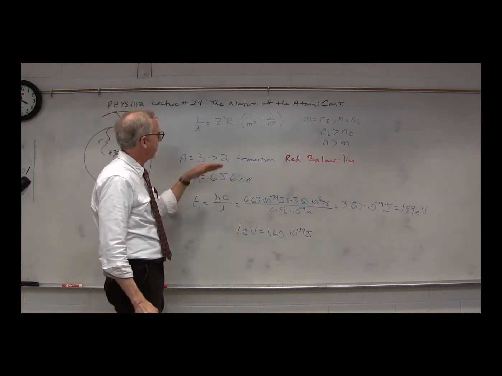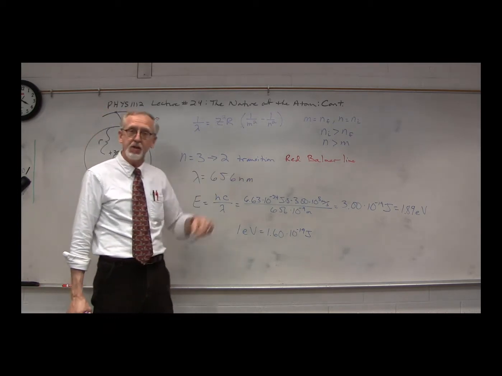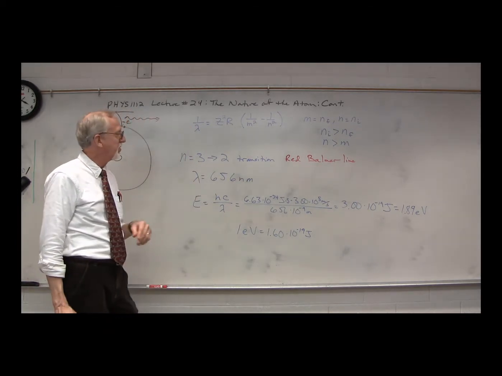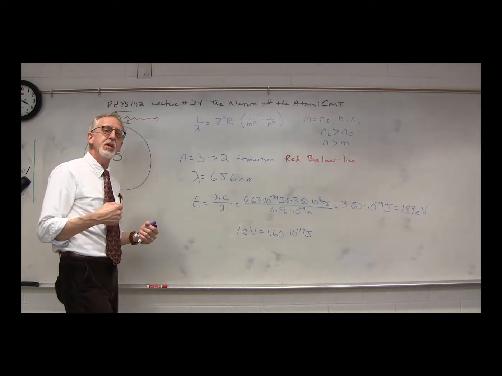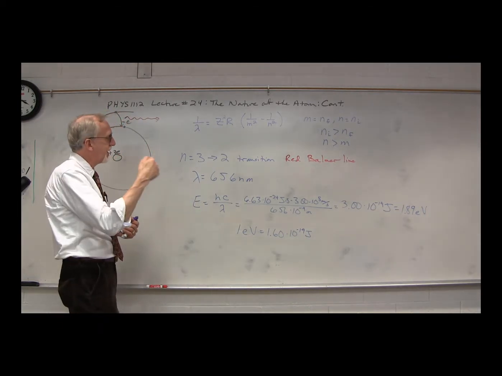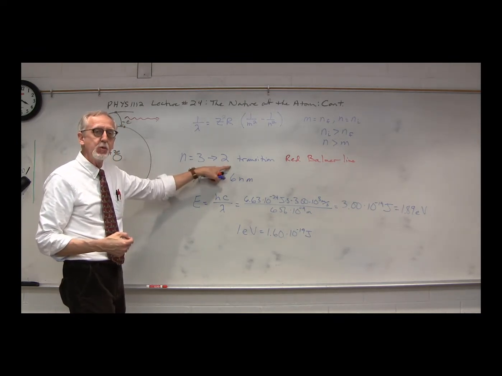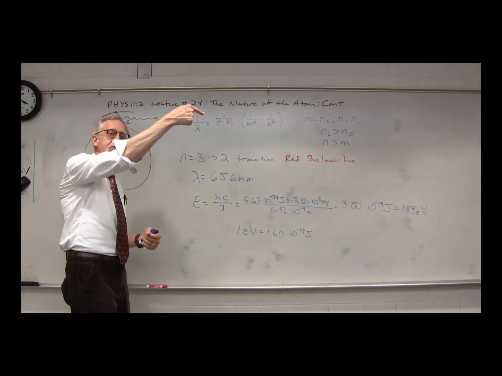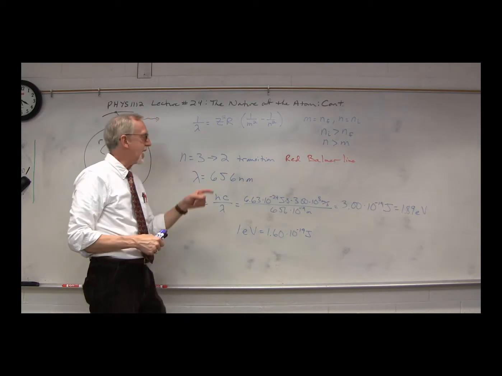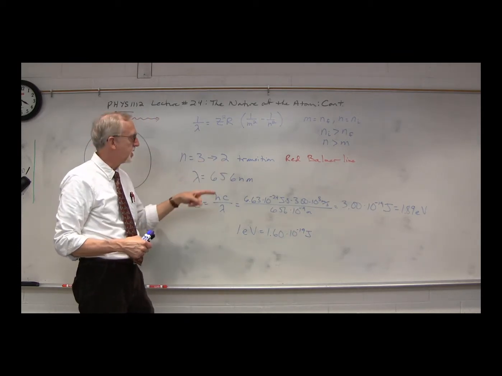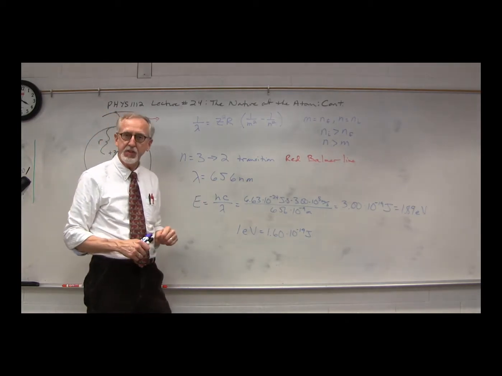So last time we figured out that for the n equals 3 to 2 transition, which was the red Balmer line, we got a wavelength of 656 nanometers. So let's ask, how much energy would it take for us to put into the atom if the electron were in the n equals 2 state, if we wanted to knock it up to the n equals 3 state? Well, that would be the same energy that is emitted when the atom goes from n equals 3 to n equals 2. In other words, it's the energy of a photon with a wavelength of 656 nanometers.